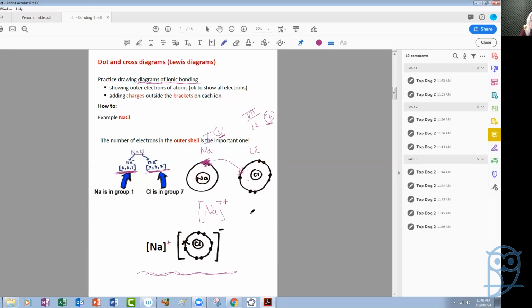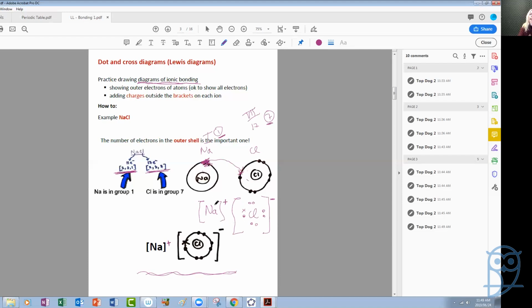And here we have chlorine, with its 8 electrons now, 2, 4, 6, 7, and the last one will be an X because this one now comes from the sodium. And this will be now a negative ion with a charge of -1. And this is how we can represent this. This is a diagram of ionic bonding corresponding to sodium chloride.